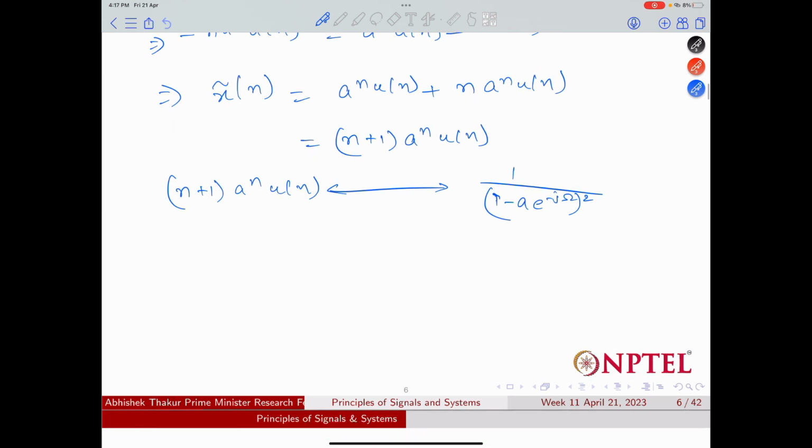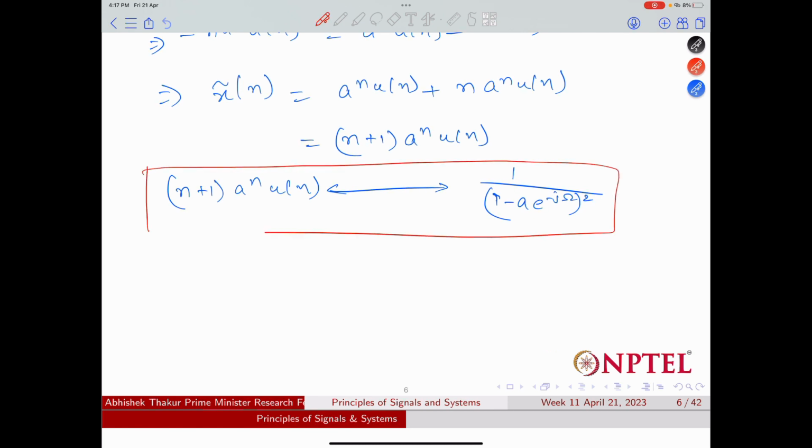So this is the IDFT of the right hand side. In this way we can derive such a formula.